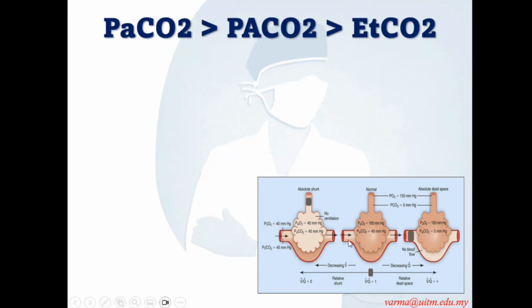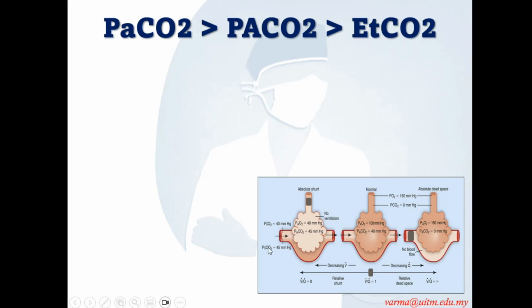We talked about this during hypoxemia. This is a normal alveolus, where the alveolar oxygen is 100 and the alveolar CO2 is 40. The blood that comes in has a PaCO2 of 45, but as it goes through, it equilibrates to 40 and 40. But if the patient has a shunt, it means the alveolus is being perfused but not being ventilated, no ventilation.